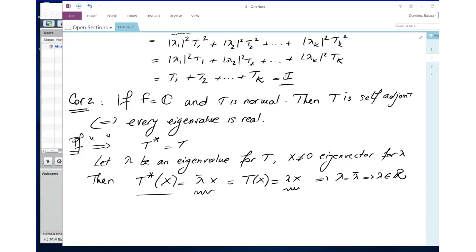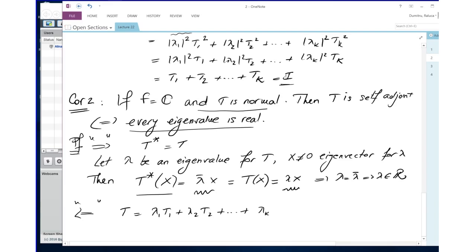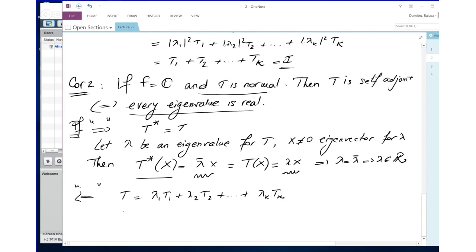So if it's self-adjoint, then every eigenvalue is real. Let's go backwards. So let's just assume now that T is normal and that every eigenvalue is real. We want to show that T is self-adjoint. All right. Go to the spectral decomposition theorem, because T is normal. Again, the theorem works. So T is lambda 1 T1 plus ... lambda K Tk. So T star is the adjoint of that sum, but the adjoint will look like this.